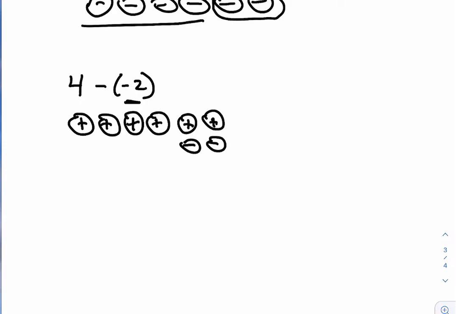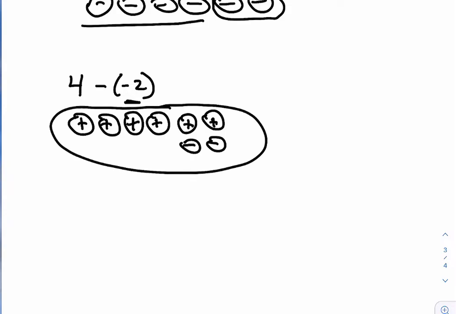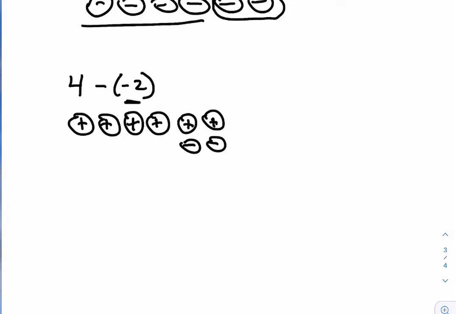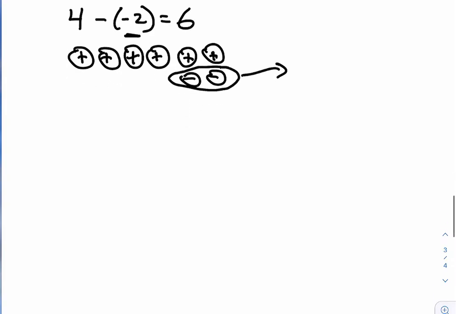So I just added 2 zero pairs, but when I'm asked what is this as a whole, what value is represented here, it is still positive 4. But you'll notice now there are 2 negative chips available for me to take and remove. So I'm going to now subtract those, remove those, and I'm left once again with the remaining chips as my answer. So my remaining answer is a positive 6. Let's try another one here.